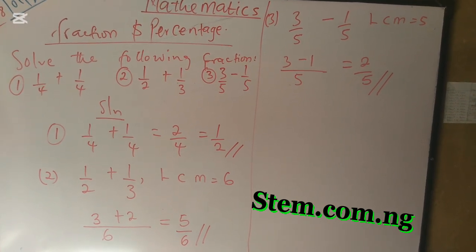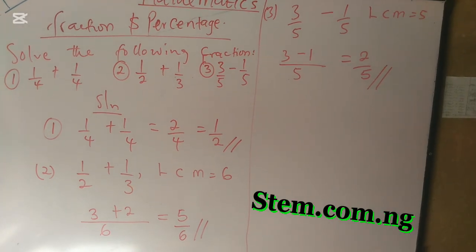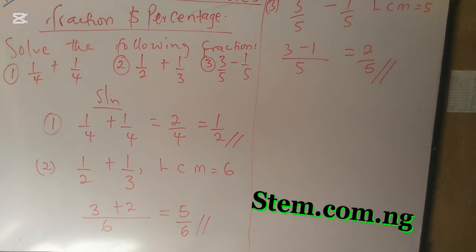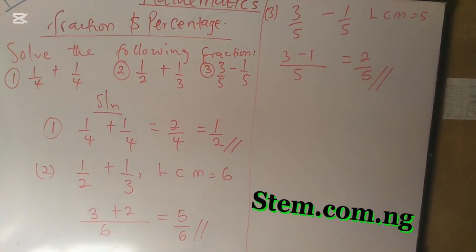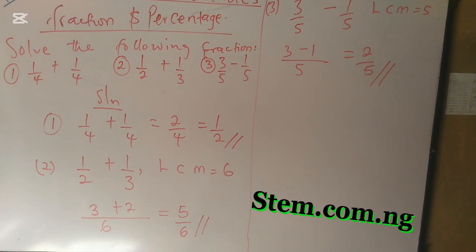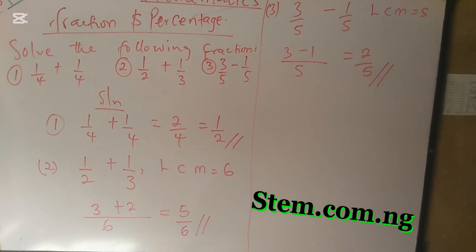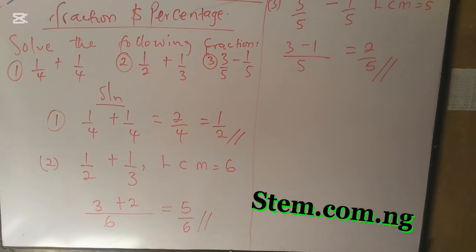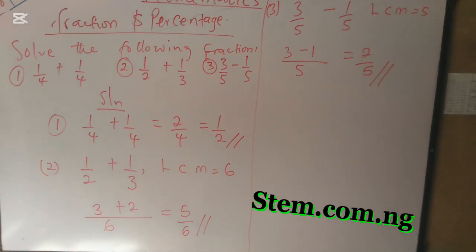6 divided by 2, we have 3. 3 multiplied by 1, we have 3. That is where we get that 3 there. 6 divided by 3, we have 2. 2 times 1, we have 2. Then we have 3 plus 2 all over 6, which equals 5 over 6 as your final answer. Yes, I hope you also get that number 2 example.